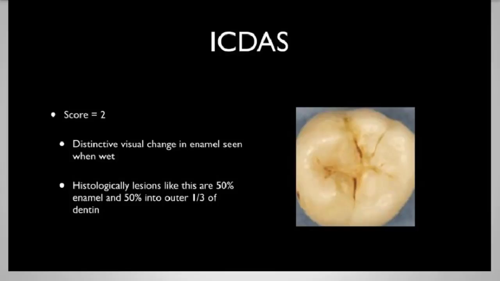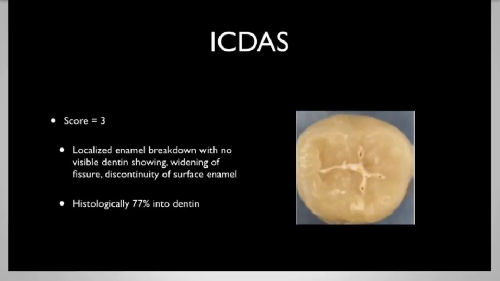Okay, and this is a system that's used in many dental schools around the country in the United States. We do this 0 through 6 scoring scale. When we see a tooth with a widening of the fissures, as seen here, the white widening of the fissures, and discontinuity of the enamel surface, this will receive an ICDAS score of 3. In lesions like this, 77% of the lesion is histologically into dentin. More often than not, we tend to traditionally surgically treat these lesions when we see them.